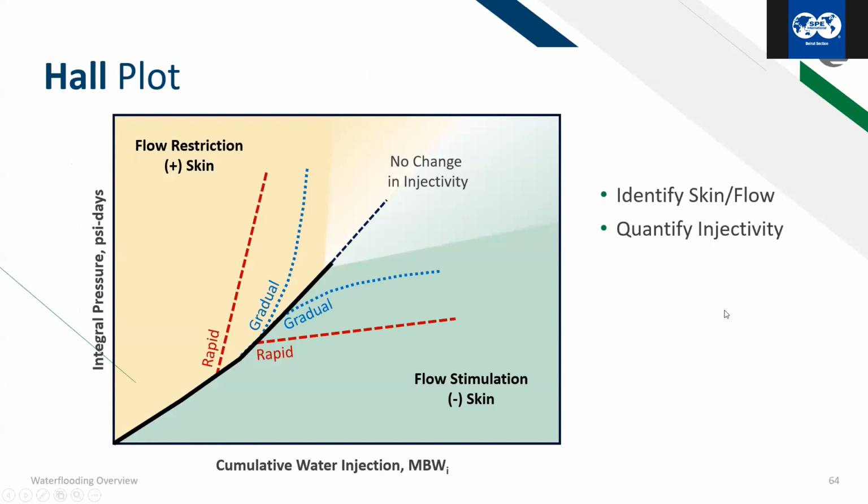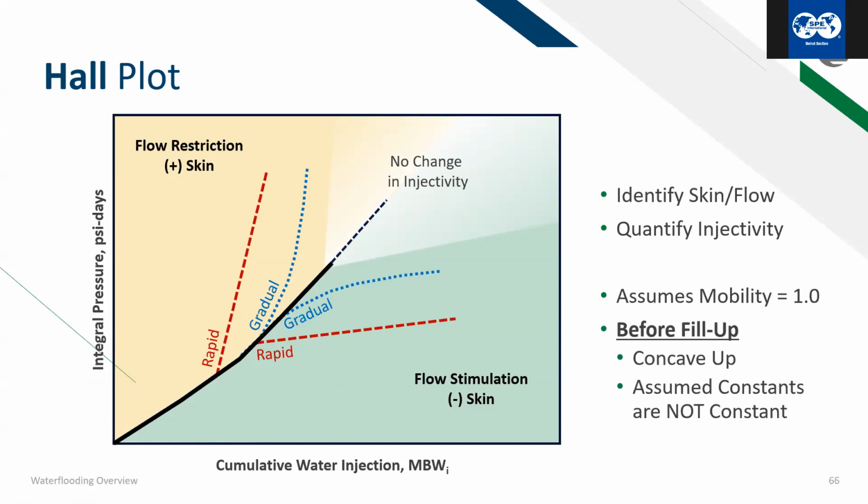Okay, and this is the last plot I'm going to go over. This is a Hall plot. And this is something you do just for an injector, and it's to identify your skin for the injector, or basically what your flow is between your injector's wellbore and the reservoir. So there are a couple of things to note when dealing with a Hall plot. It's assuming your mobility is 1.